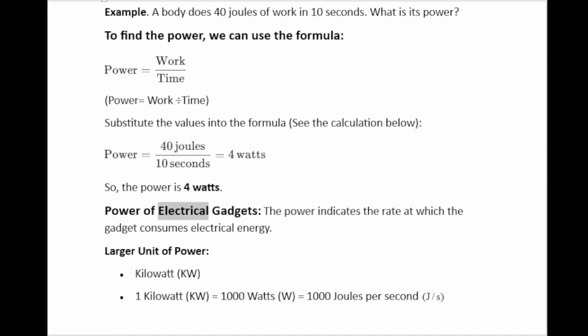Power of electrical gadgets. The power indicates the rate at which the gadget consumes electrical energy. Larger unit of power. Kilowatt, kW. 1 kilowatt, kW, is equal to 1000 watts, W, is equal to 1000 joules per second.